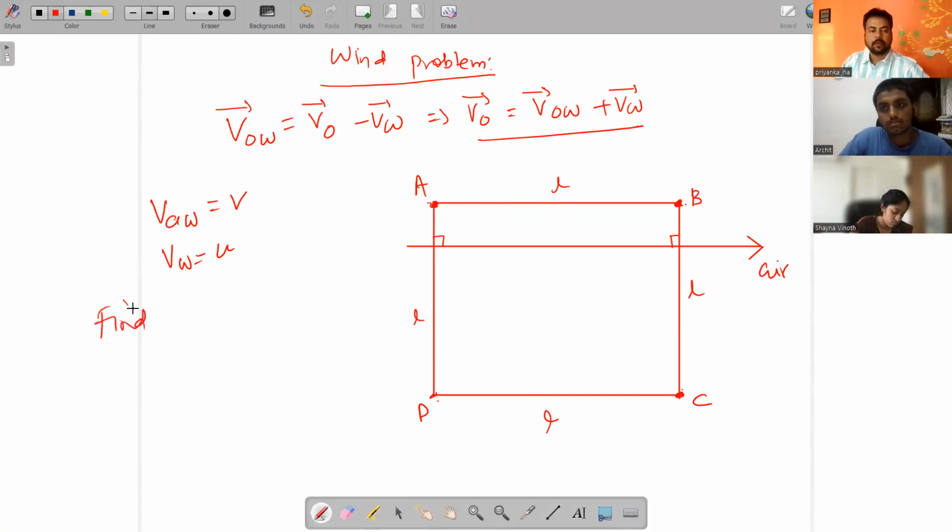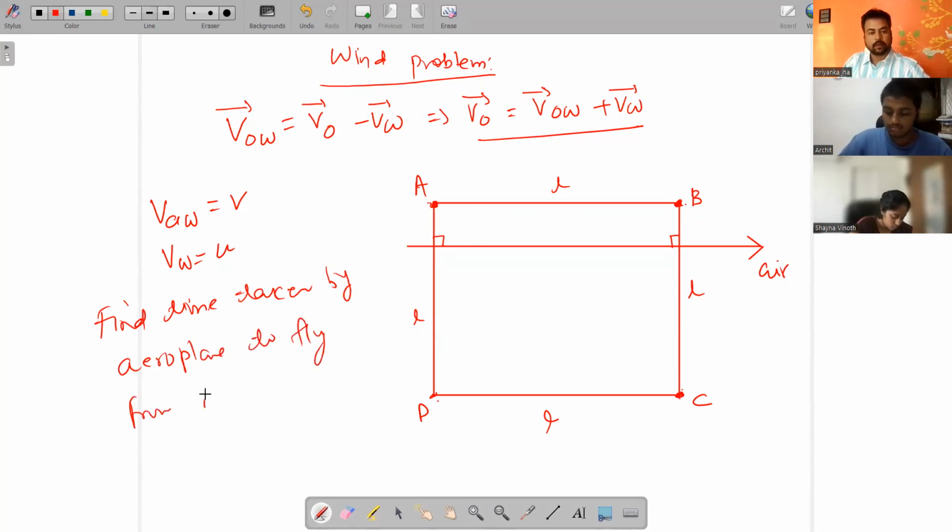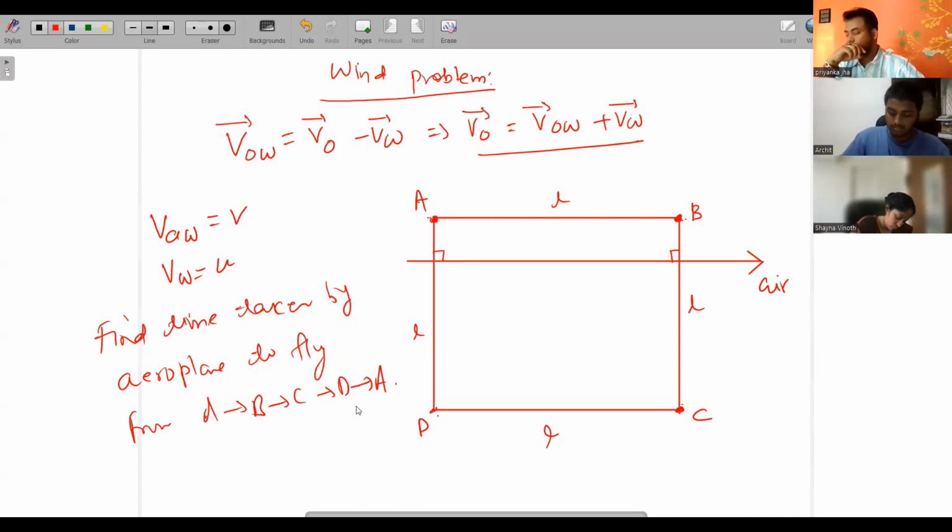Find the time taken by the aeroplane to fly from A to B to C to D and come back to A. Note it down, then I'll solve it.